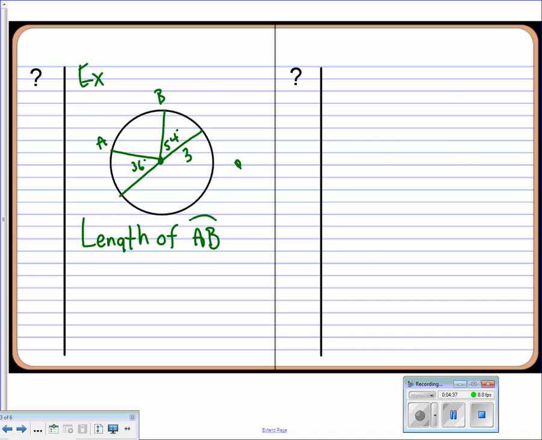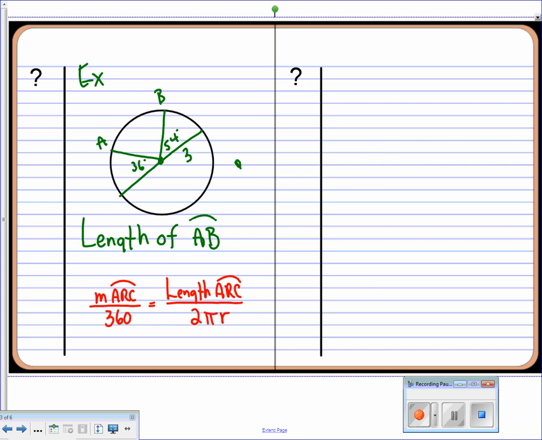Okay, here we are in an example. I'm given a radius of 3, and I'm looking at a 36-degree angle and a 54-degree angle. And I'm not sure what the angle is that creates that arc for AB, but we'll see if we can figure that out. But I can see that they're asking for the length of AB.